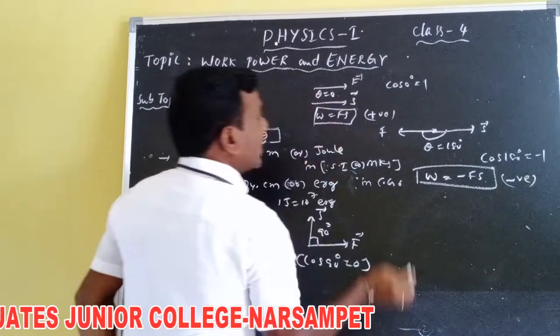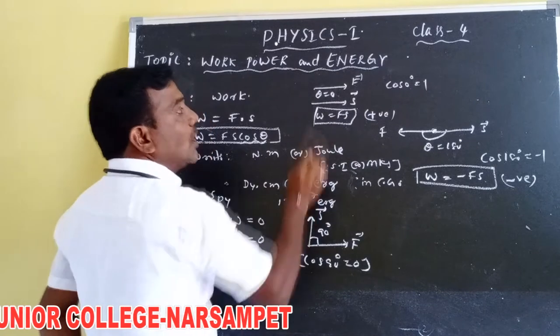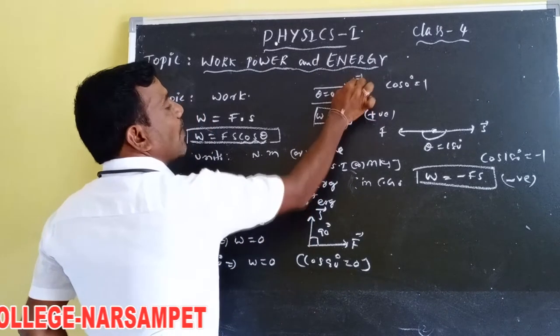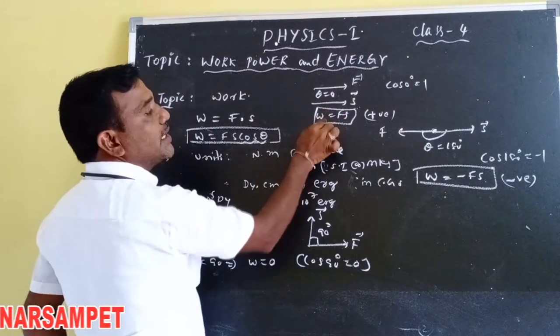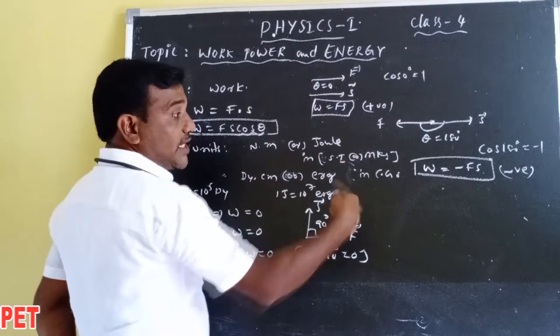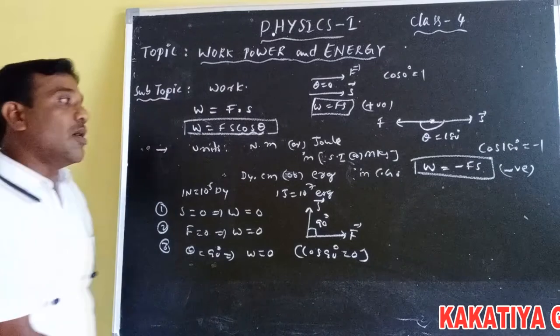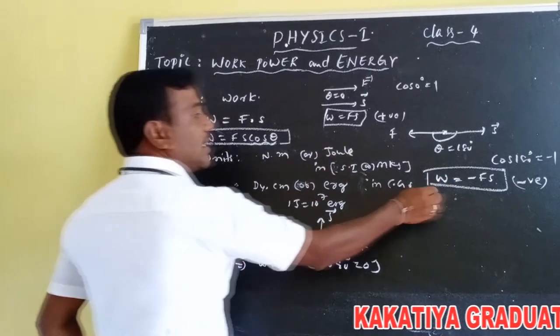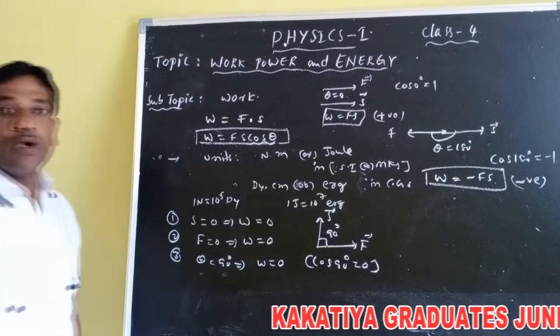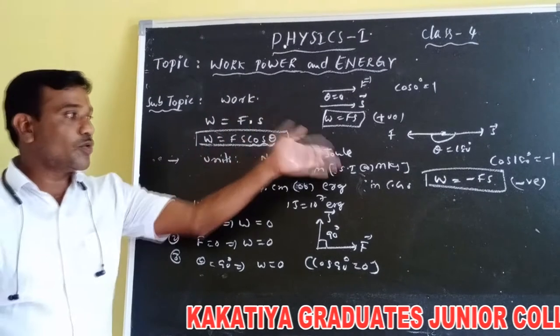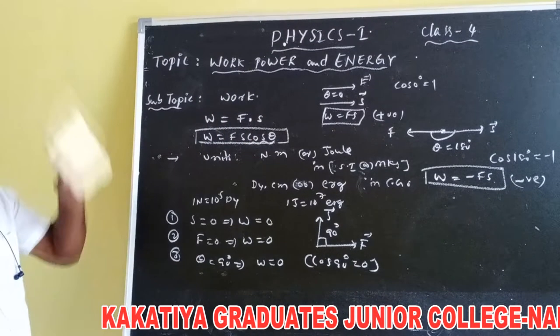Now we have observed, when the force and displacement are parallel to each other, the work done is positive. But when the force and displacement are in opposite directions, the work done is negative. Okay, this is about whether work done is positive or negative.